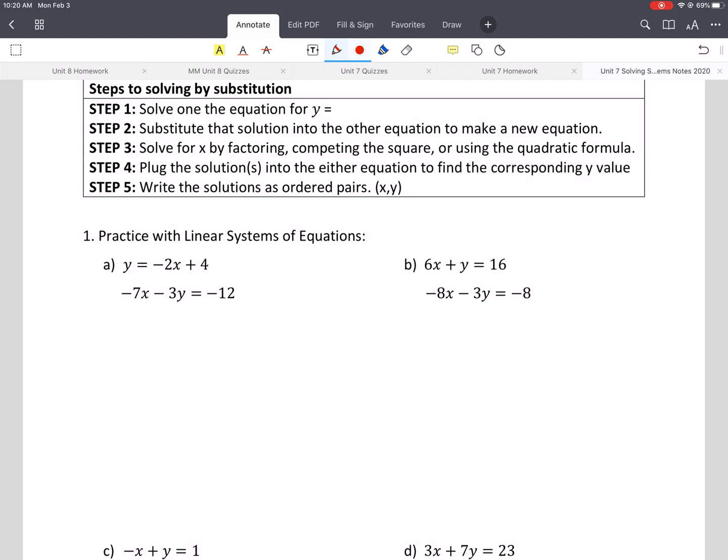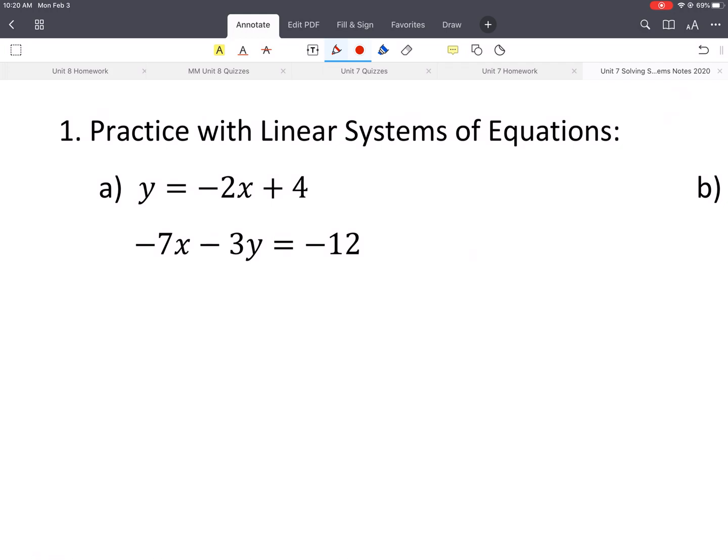The first step is you're going to solve one of the equations for y. You could really solve for x if you wanted to, but many of the equations are already set up for y, so I'm going to suggest that you solve for y. Once you've solved one of your equations for y, then you're just going to substitute into the other equation. So let's just get started. Here, solve one of the equations for y, check. Next we're going to substitute that into the other equation.